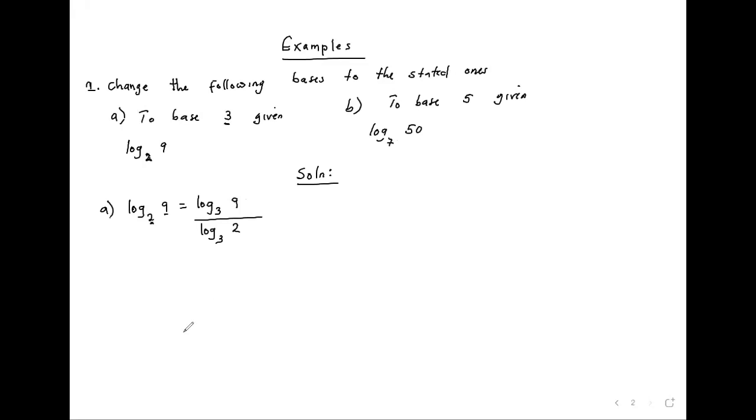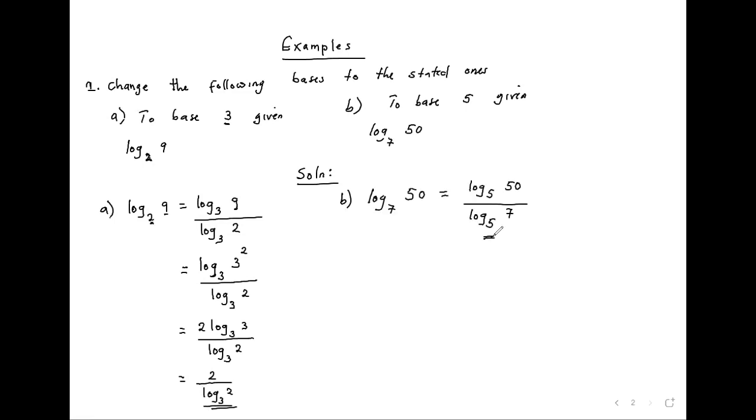Log 7 fifth. Solution. A: log 2 9. We change it to base 3. We'll say log 3 over log 3, knowing that with 9, later we take to the previous base.